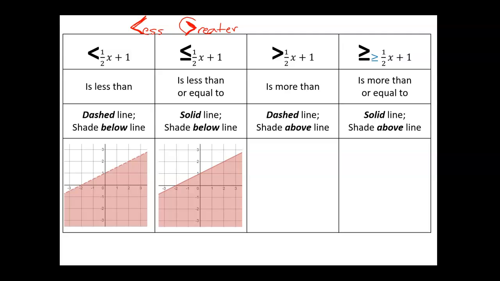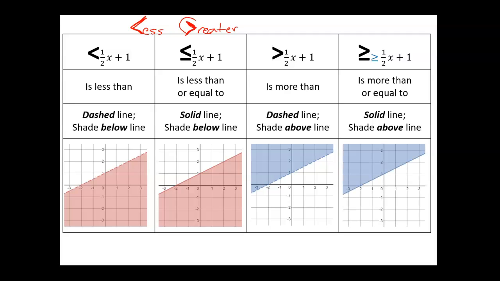Now, on the other ones over here, greater than. Or they put more than, but I say greater than. If it's not underlined, it'll be a dashed line and you shade above, just like that one. Dashed, shade above. And then the last one, greater than or equal to, is the same line, but it's solid because it's underlined. Underline, solid line, shade above.